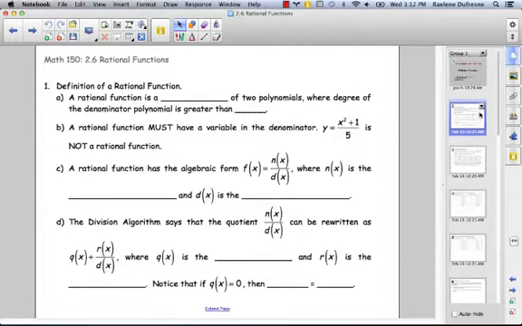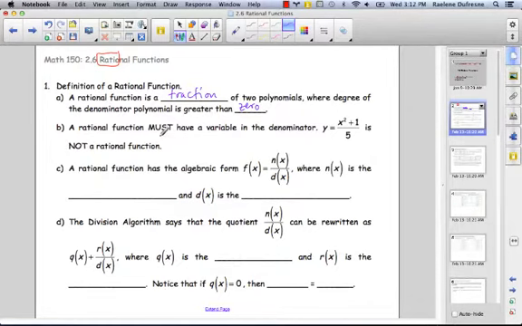A rational function is a fraction or a quotient of two polynomials. This is not a surprise when we see the word ratio or fraction inside the name. So we have a fraction of two polynomials where the degree of the denominator polynomial is greater than 0. Let's explain what that means in part B.